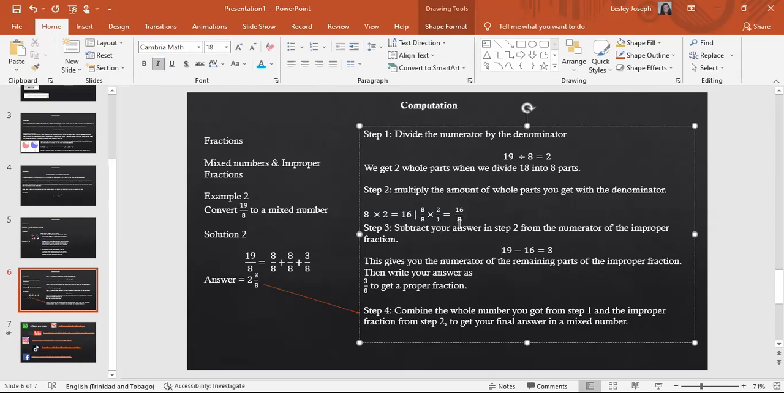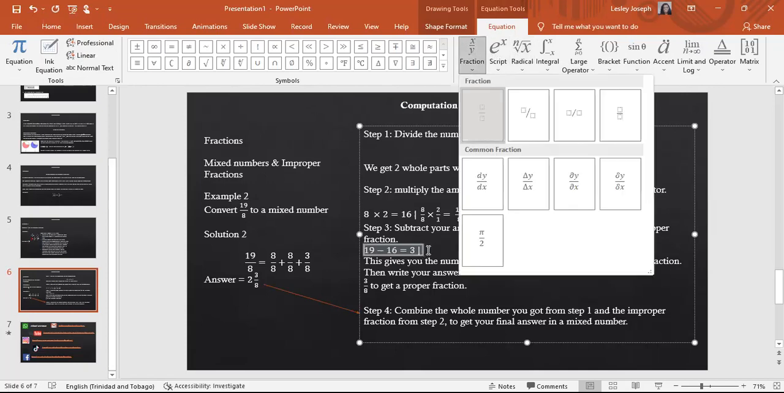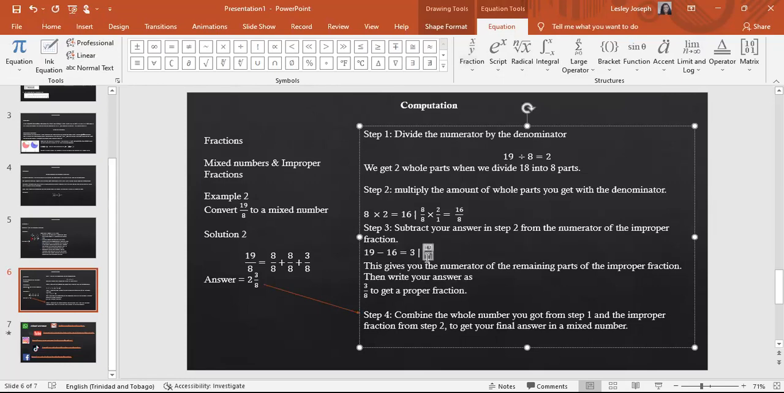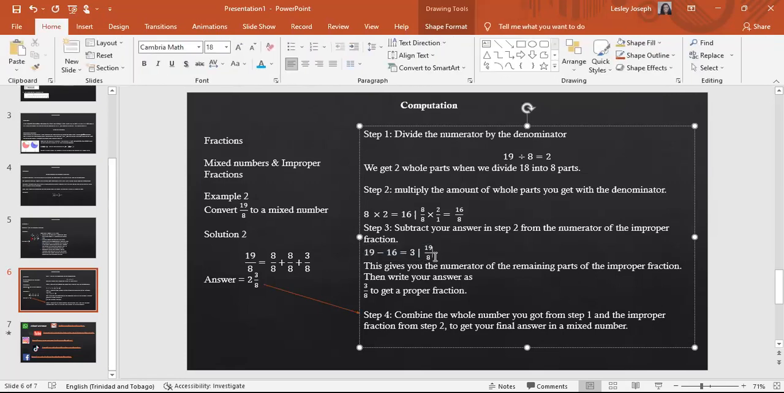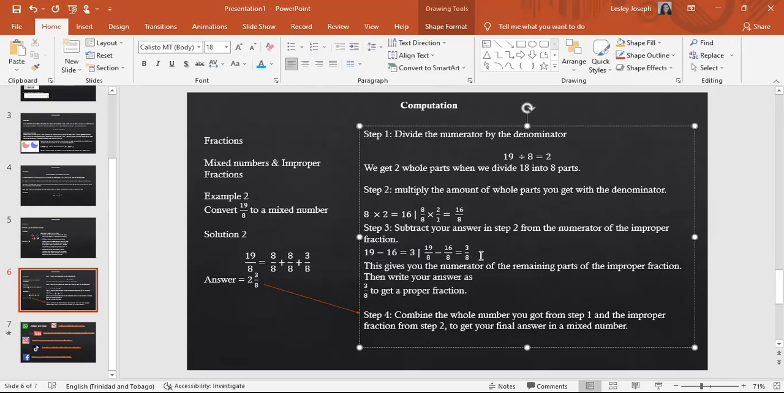Now, to be able to get the remainder, to get a proper fraction, for simplicity's sake, what you have here is 19 over 8 subtract 16 over 8, which will now give us 3 over 8, right? That is what we do here.